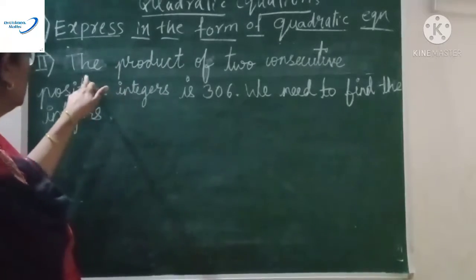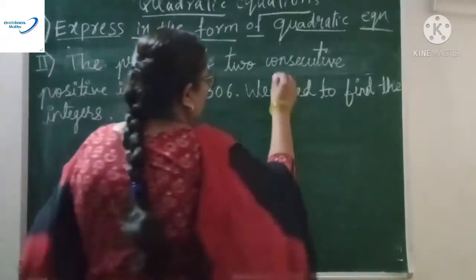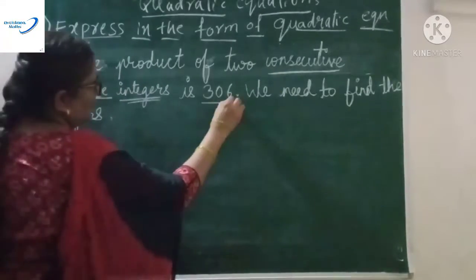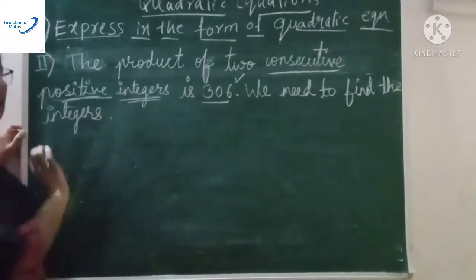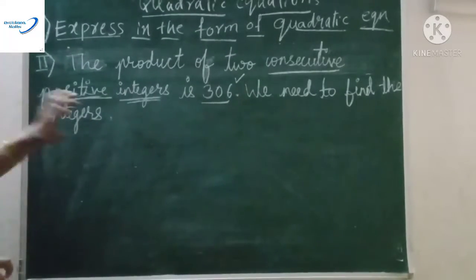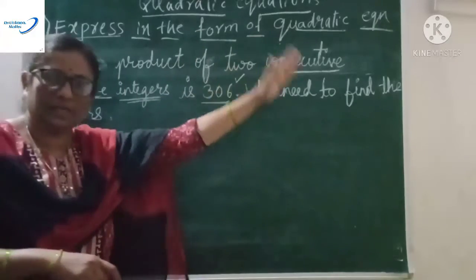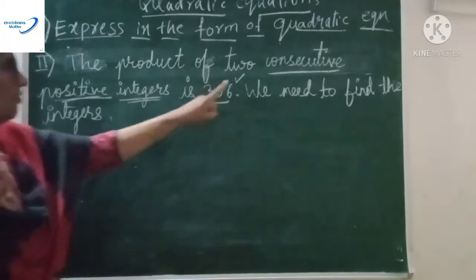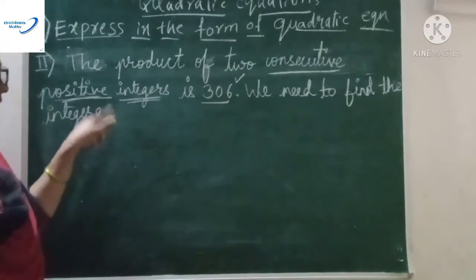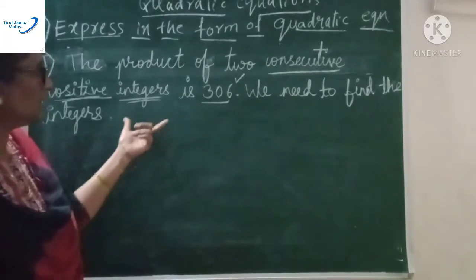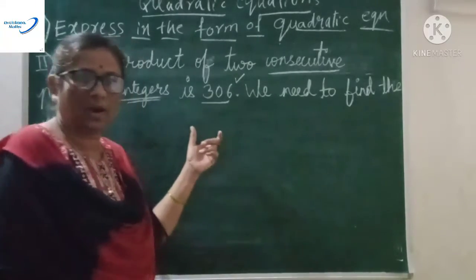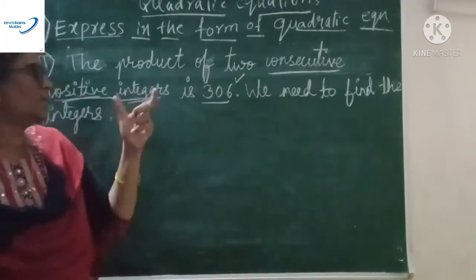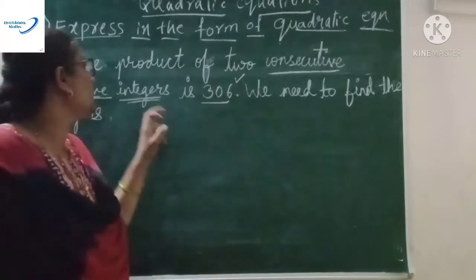Continuing with the second question: the product of two consecutive positive integers is 306. We need to find the integers. For that case, they ask us what the quadratic equation is. If we are in need of finding the integers, how are you going to write the quadratic equation depending on the given condition? Only one statement here, and it is very easy: the product.